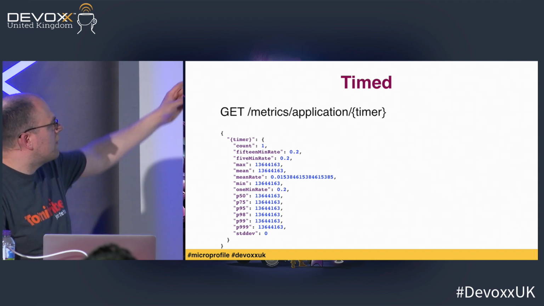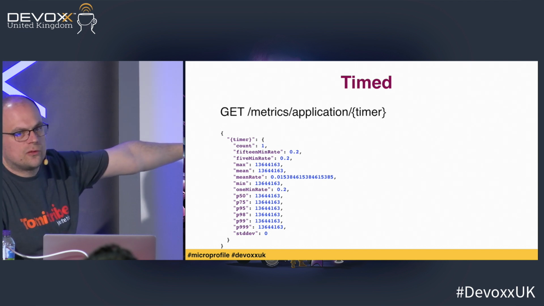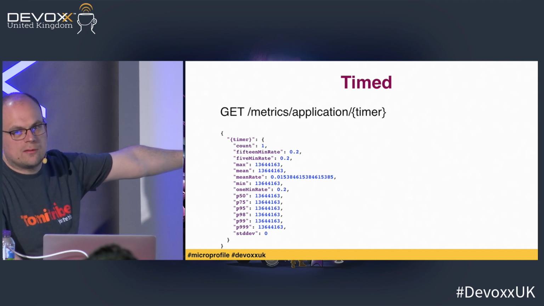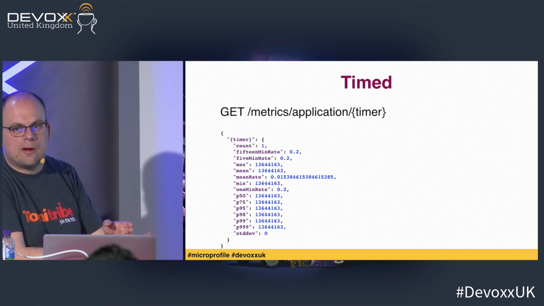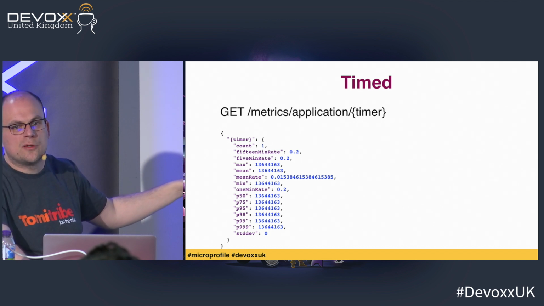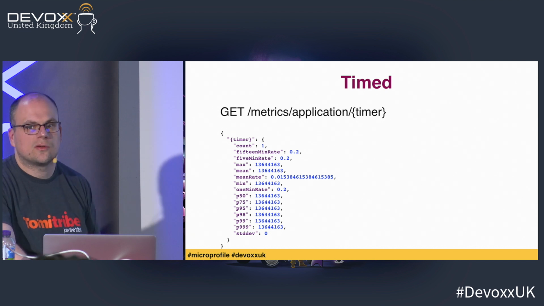With the timer, again, we have the 15-minute and 5-minute rate, and then we also have the percentiles. So if you have an SLA that says 99% of the requests need to complete in a certain period of time, that could be useful to you, so that you can trip an alert if you see that things are going outside that. Yes, sir.